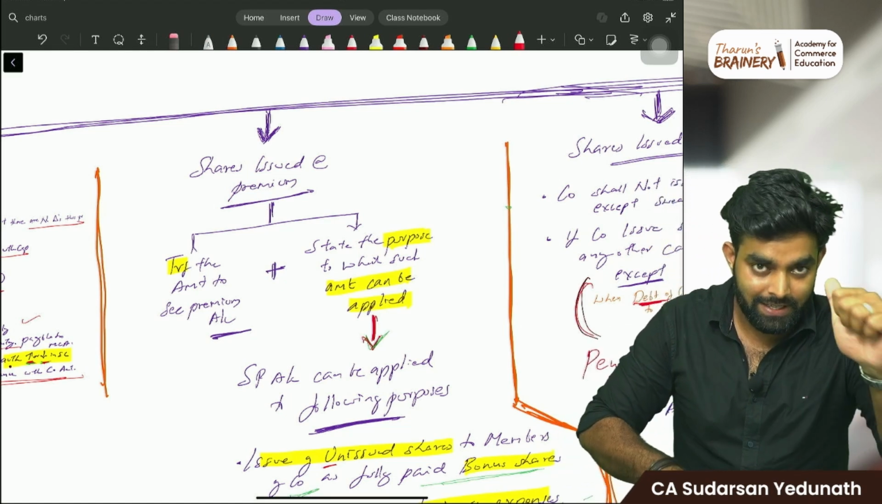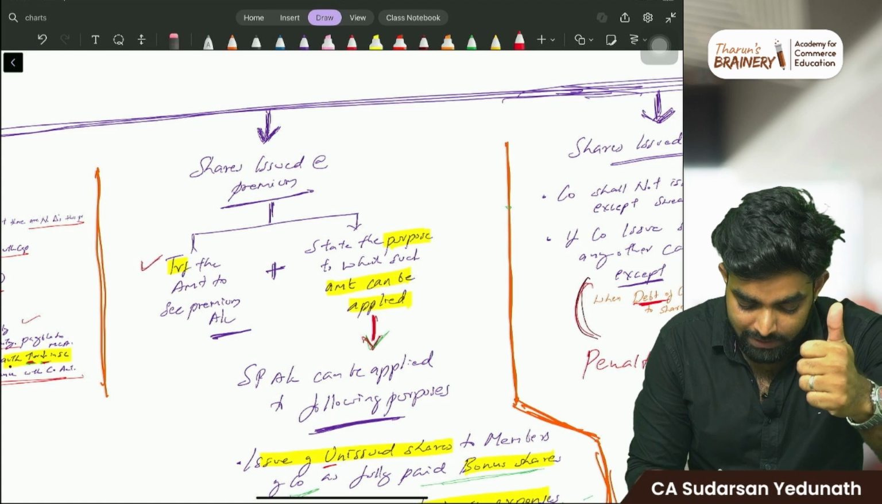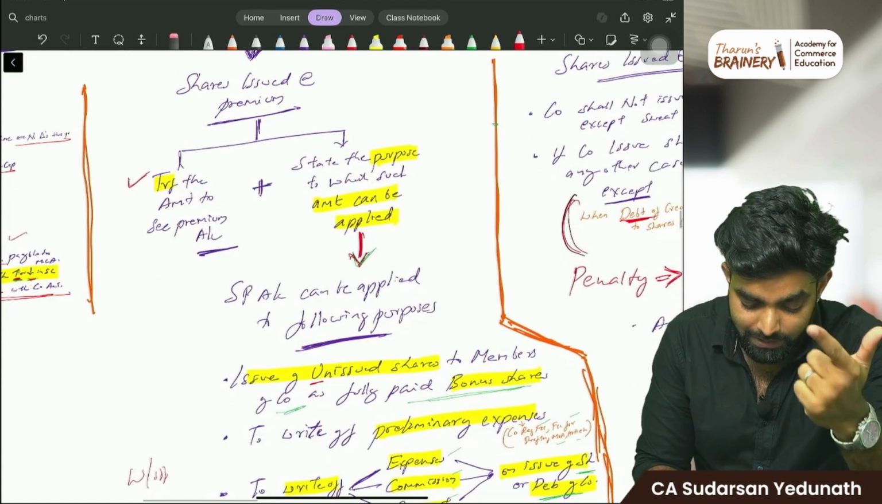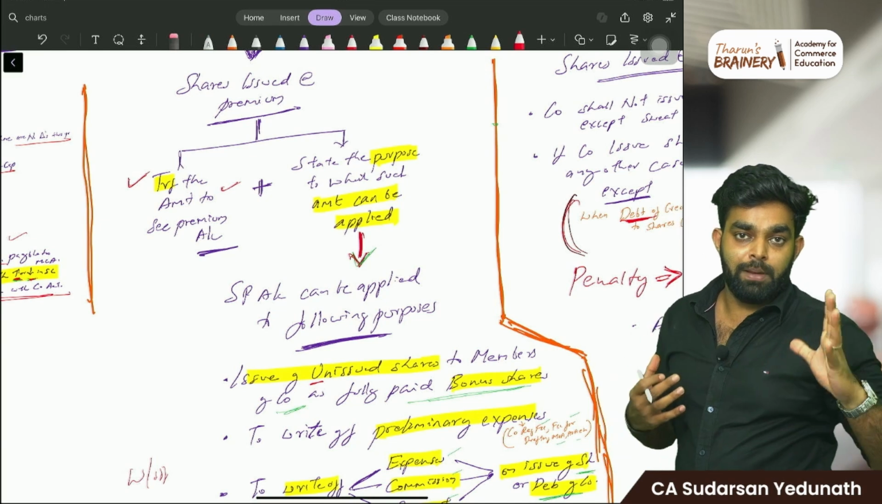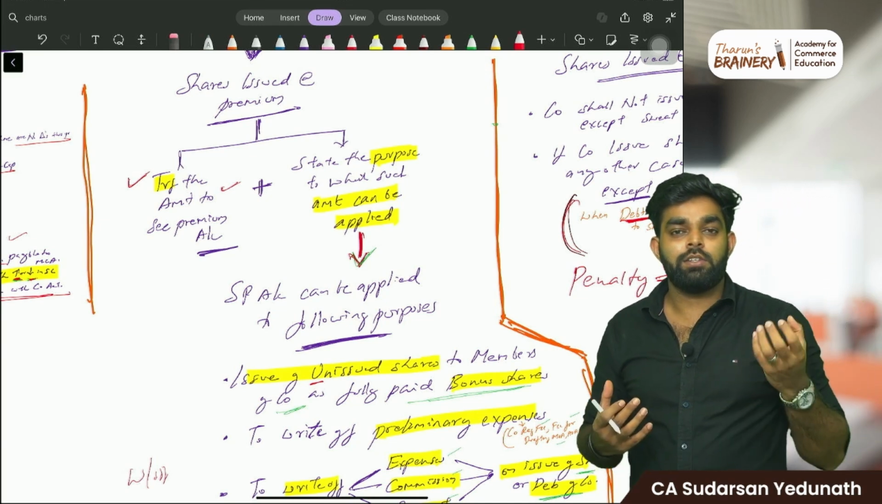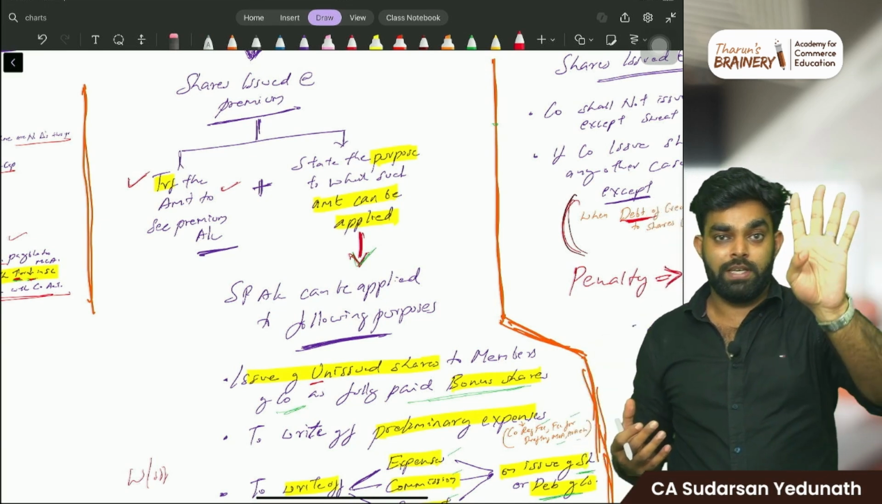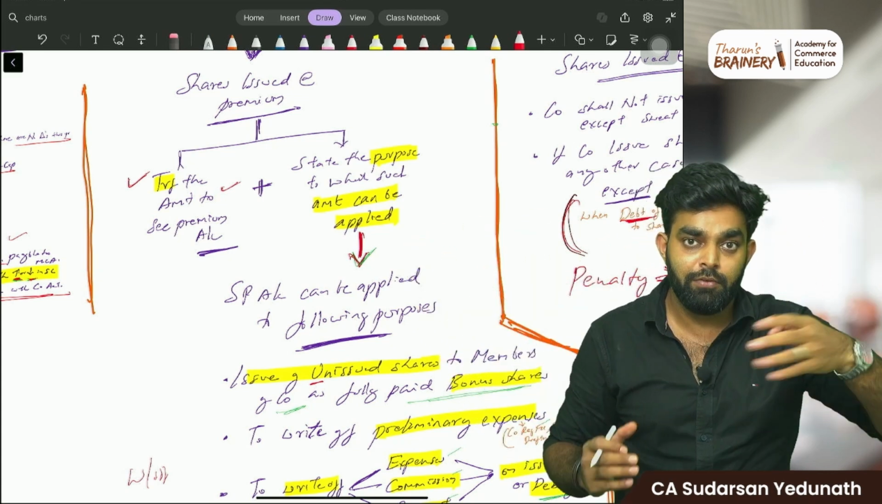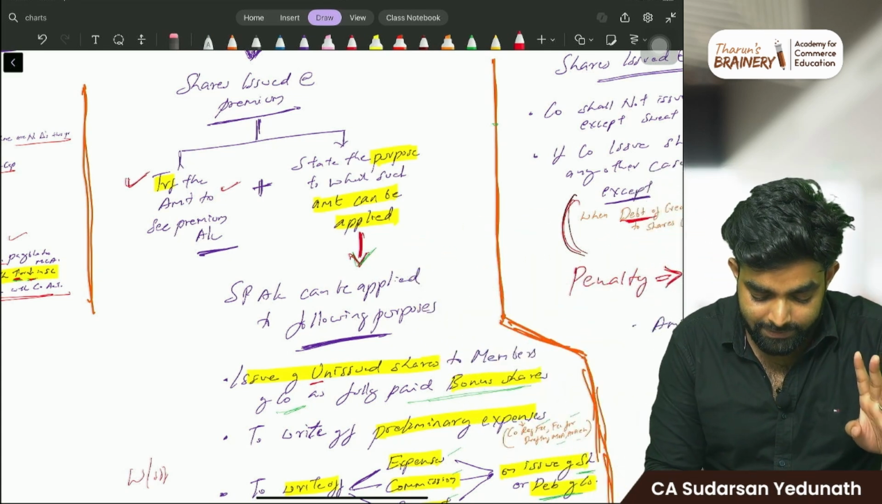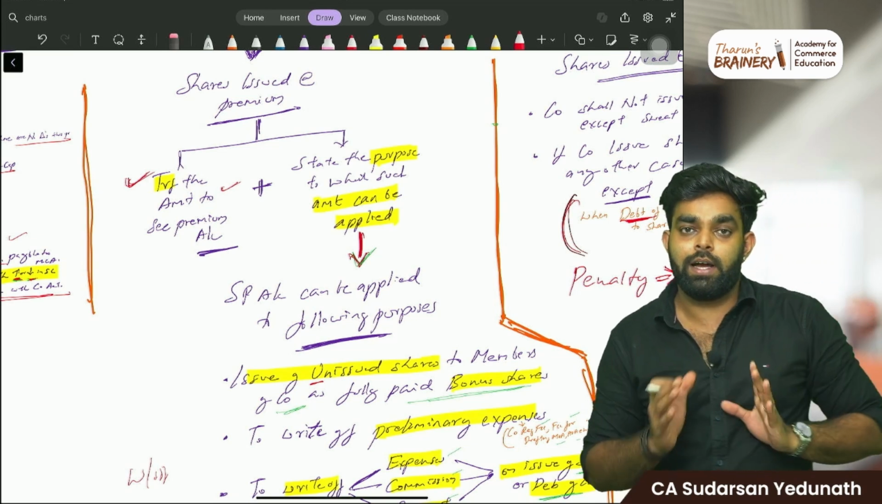First, the auditor has to check whether the company has transferred the amount to the securities premium account. We are auditing the company's balance sheet, right? So as an auditor, check whether this extra 4 rupees, where a 10 rupee share is issued for 14 rupees, is transferred to the securities premium account. The auditor has to check that.